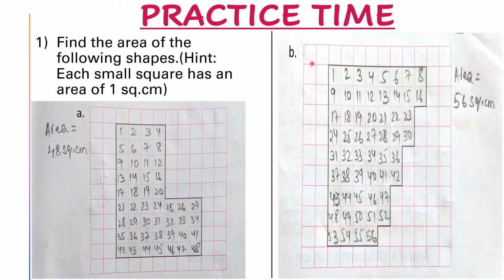Question 2. Find the area of the given shape. As you can see in the picture, the shape has been traced on a graph paper. Count the number of squares occupied by this shape. After counting, it could be found that it occupies 56 squares. As each small square has an area of 1 square cm, hence the area of this shape is equal to 56 square cm.